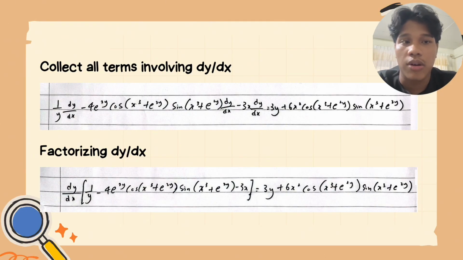And after we collect all the terms involving dy/ds, we need to factorize it, factorizing with dy/ds. And after we factorize, we get dy/ds, open the bracket, 1 over y minus 4e to the power of y cos s cubed plus e to the power of y sine s cubed plus e to the power of y minus 3s, close the bracket, equals 3y plus cs squared cos s cubed plus e to the power of y and sine s cubed plus e to the power of y.